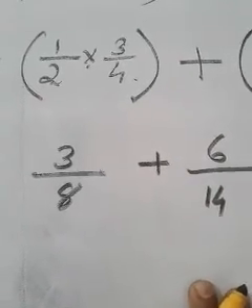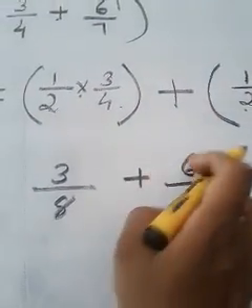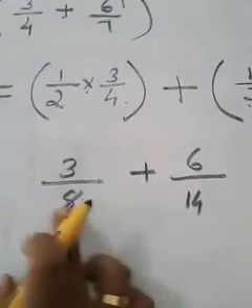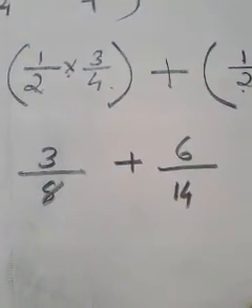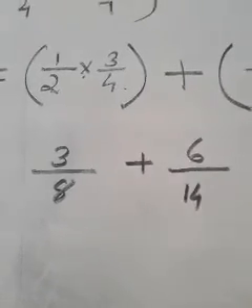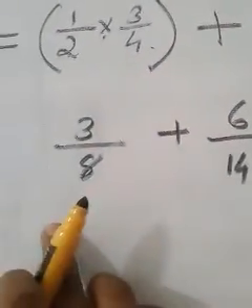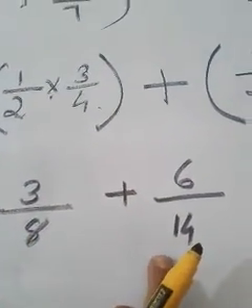LCM is nothing but making the denominator the same. Cross multiplication is very simple: just multiply this way, plus just multiply this way, then divide by multiplying this way. Anyway, which method can we apply? Let us apply the LCM method. We know how to calculate the LCM of 8 and 14. I have to calculate the LCM of the denominators 8 and 14.